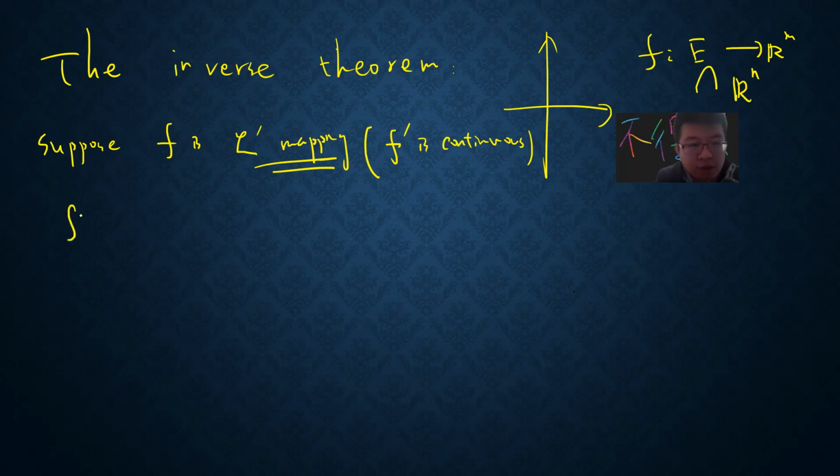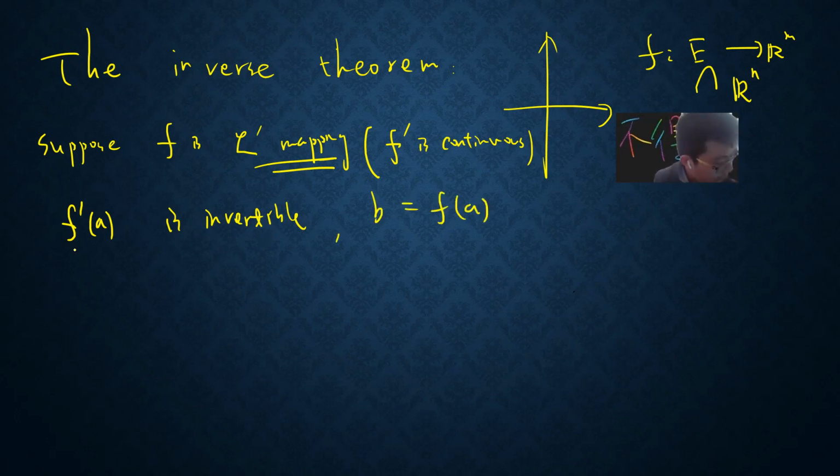The condition is that f prime of a, for some point a, as a matrix is invertible. So this is the condition: the differentiation at that point is invertible. And then define b to be f of a.